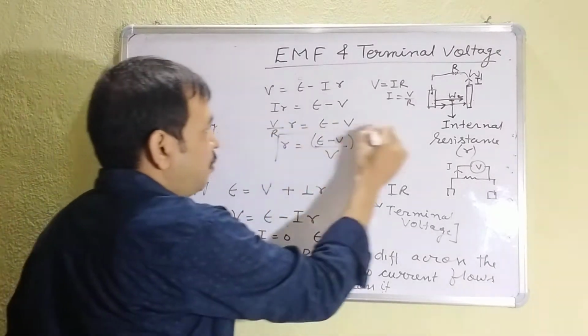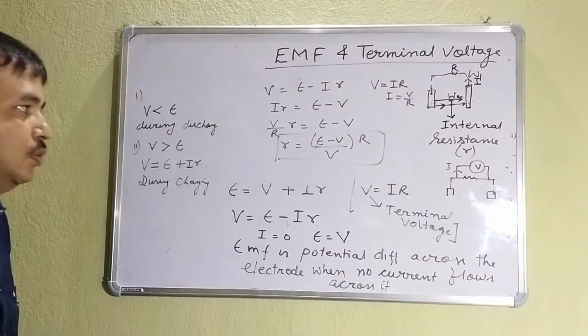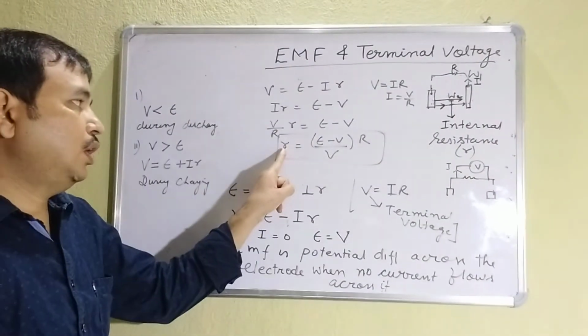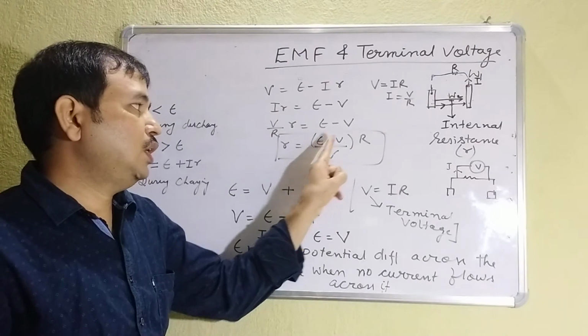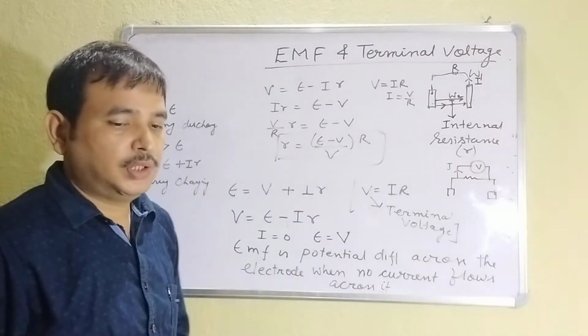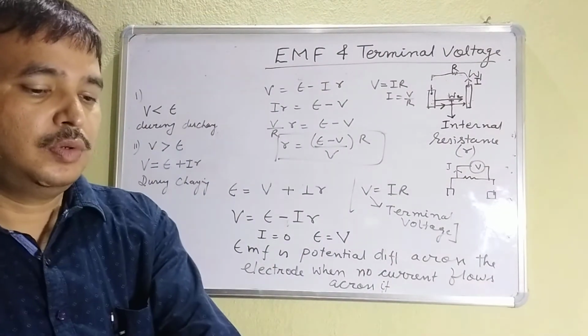So this is the very important relation that we will use again and again. So you must know the relation between internal resistance, terminal voltage, EMF and external resistance. Clear? So you can note it down.